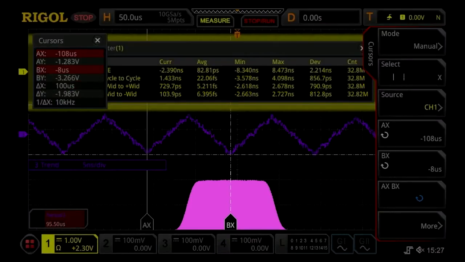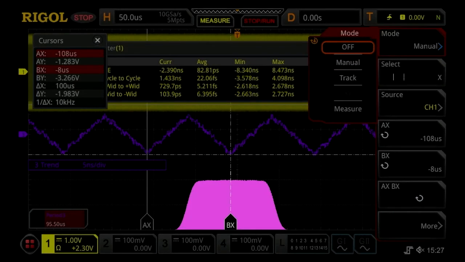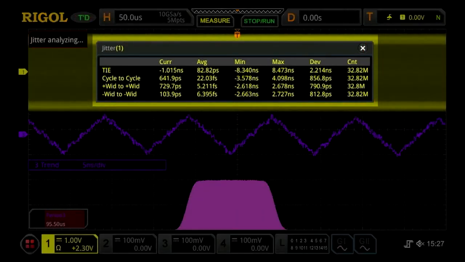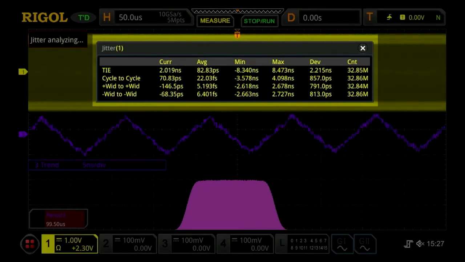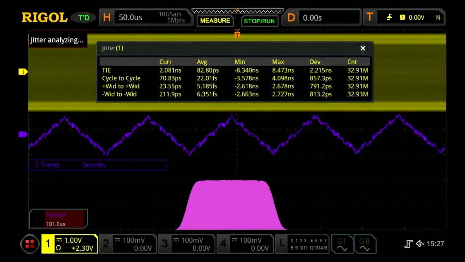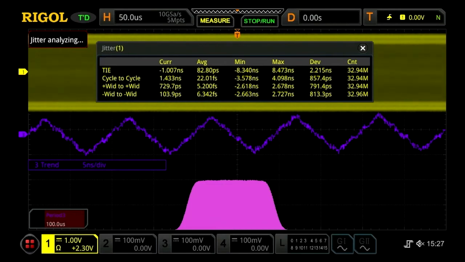From the histogram below, we can see that this is pretty evenly distributed and consistent. The instrument also shows the long-term statistics for TIE, cycle to cycle, and the positive and negative pulse width measurements at the top. These are the most common ways to characterize clock timing. The trend, period, and distribution are excellent visual debug tools designed to help engineers quickly find the root cause of their jitter issues.